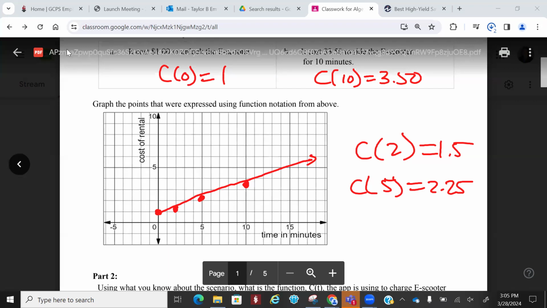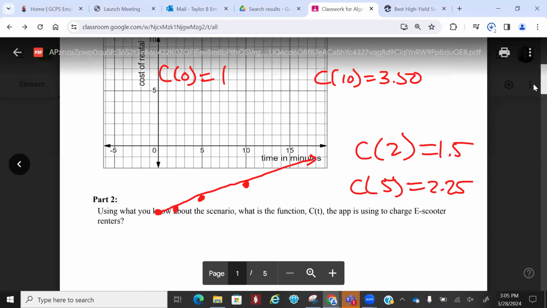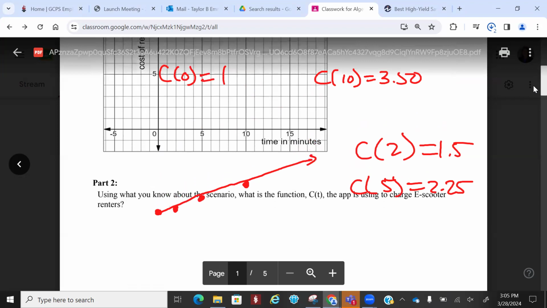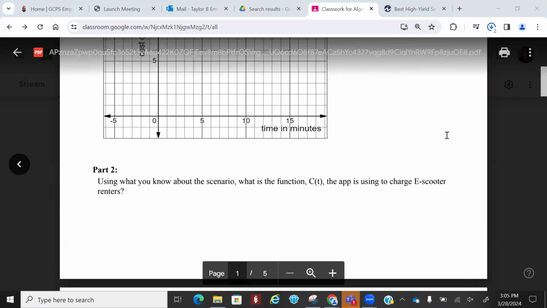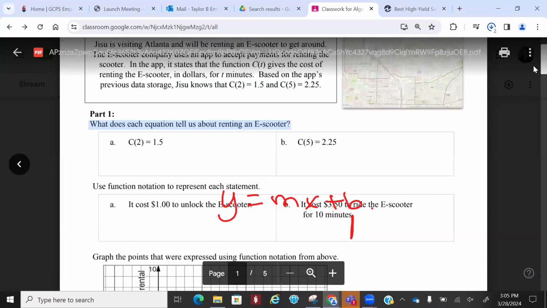Okay, so on part 2, it says using what you know about the scenario, what is the function C of t the app is using to charge e-scooter renters? So just a reminder, when we write an equation, we have this. Okay, so what was the initial cost, like if we were just going to unlock the scooter? Okay, so 1 is our y-intercept. Now we've got to figure out what our slope is, how much we're going up by each time.